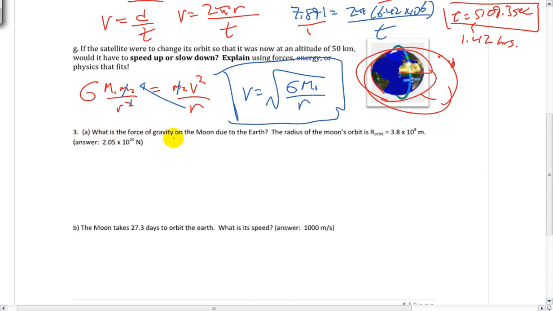Number 3 reads, what is the force of gravity on the moon due to the Earth? The radius of the moon's orbit is 3 times 10 to the 8th meters. So let's try this out. First we'll make a little sketch.